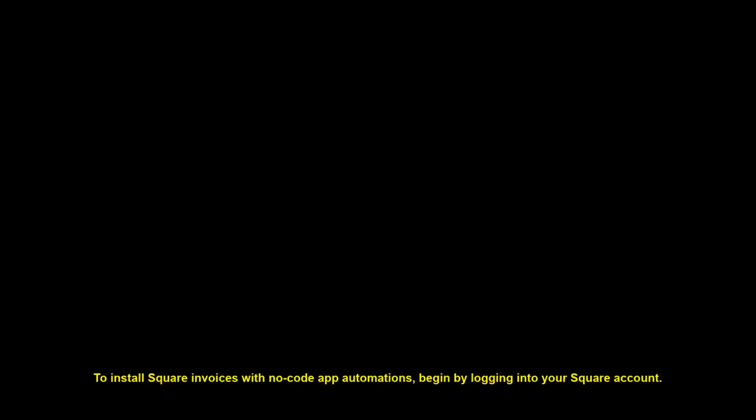To install Square Invoices with no-code app automations, begin by logging into your Square account. Navigate to the dashboard and locate the Settings menu. Under the Settings section, select Invoices. Click the Create Invoice button to start a new invoice.